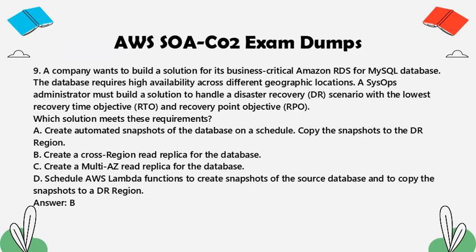A. Create automated snapshots of the database on a schedule. Copy the snapshots to the DR region. B. Create a cross-region read replica for the database. C. Create a Multi-AZ read replica for the database. D. Schedule AWS Lambda functions to create snapshots of the source database and to copy the snapshots to a DR region. Answer: B.